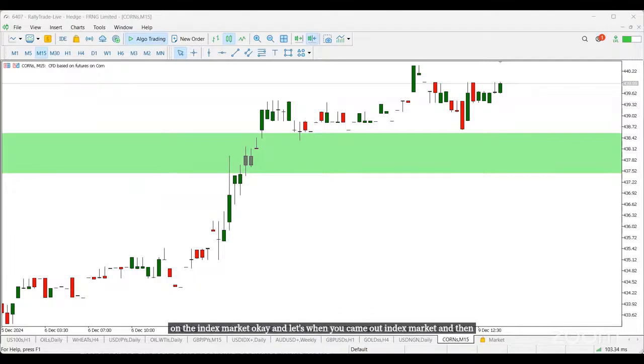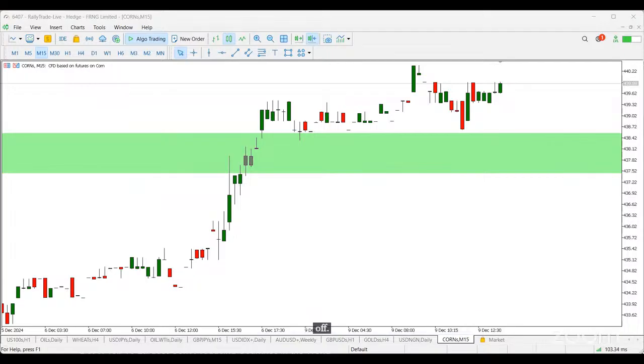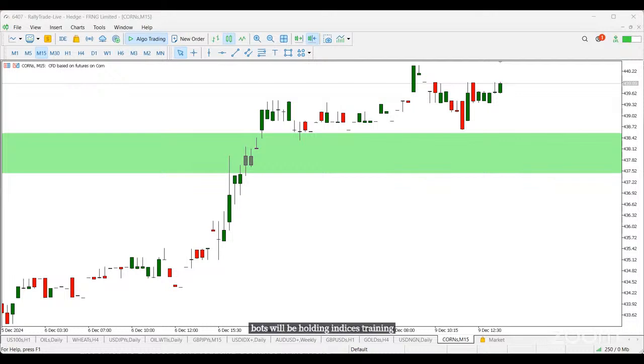Classes like this will be going on from time to time, where we will try to get the projection. The next time we're going to look at agro commodities is on Thursday. So make sure you join us with this same link on Thursday. But we'll be holding indices training with this same link tomorrow. You understand?